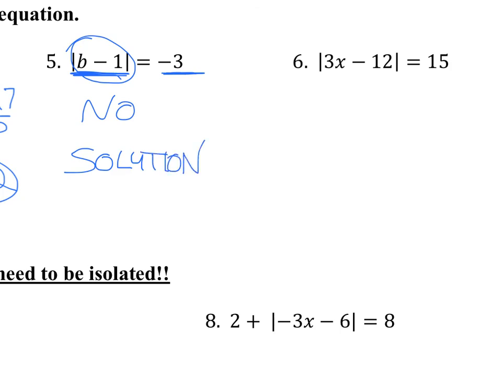Alright, so the main thing about absolute value equations: most cases you get 2 answers. Every now and then you'll get a special case where it's set equal to a negative and you get no solution. The other case where you get 1 answer is when it's set equal to 0.